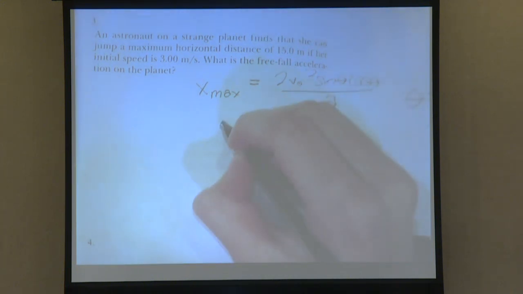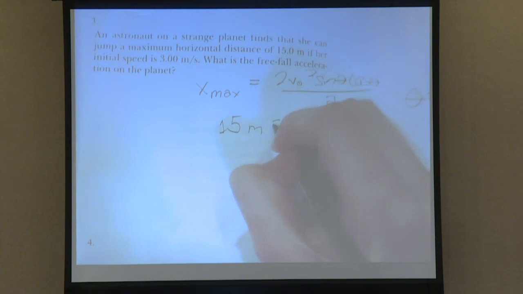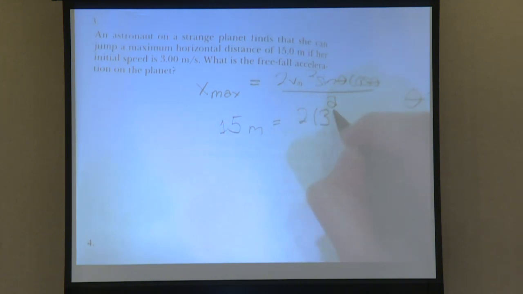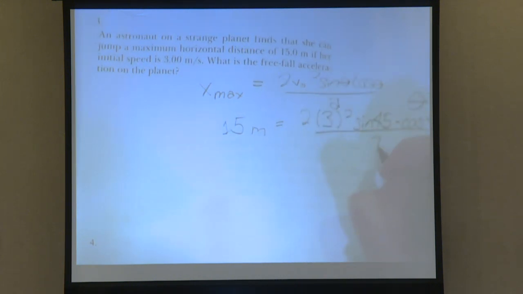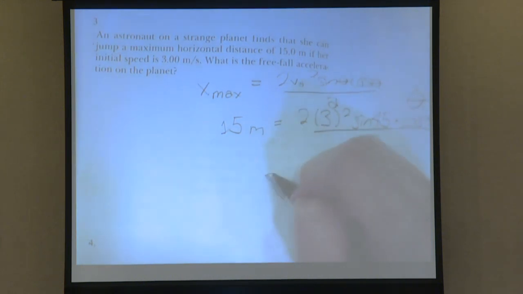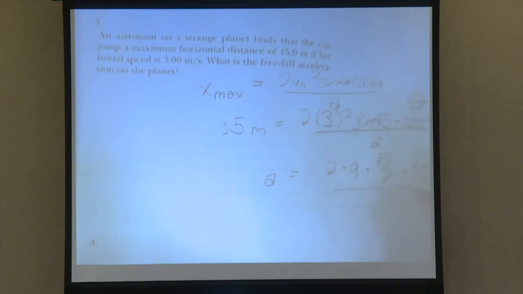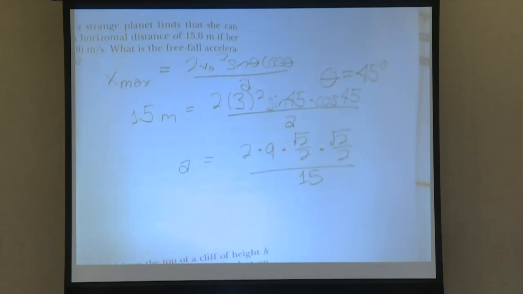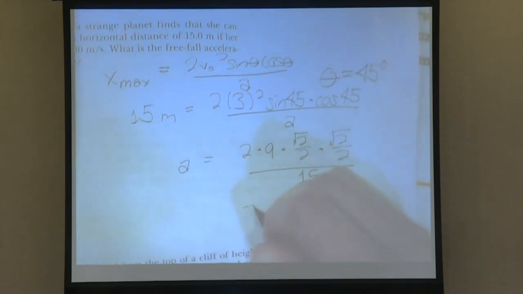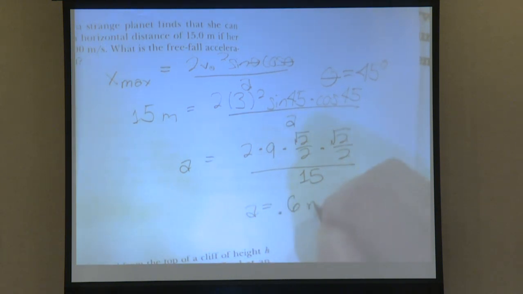Since we know that our distance is 15 meters, our v naught is 3 meters per second. Then we have sine 45 times cosine 45, all over the acceleration. So when we move acceleration over to this side, we can divide 2 times 9 times root 2 over 2 times root 2 over 2 over 15. If you calculate that, the answer you should get is a equals 0.6 meters per second squared.